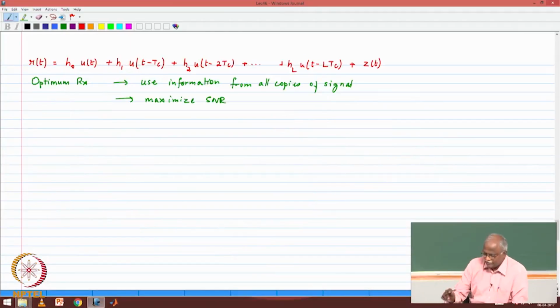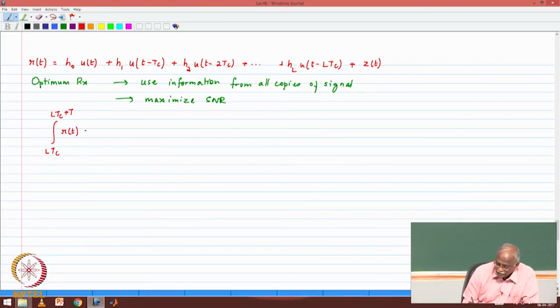And again, it's very easy. So keep referring to that structure, and let us write down the first output. The first output is integral LTc to LTc plus T, R of T, G star of T minus LTc dt. Am I correct? Okay.